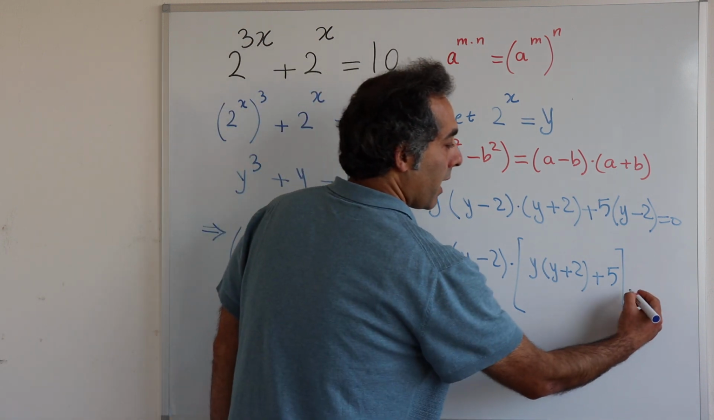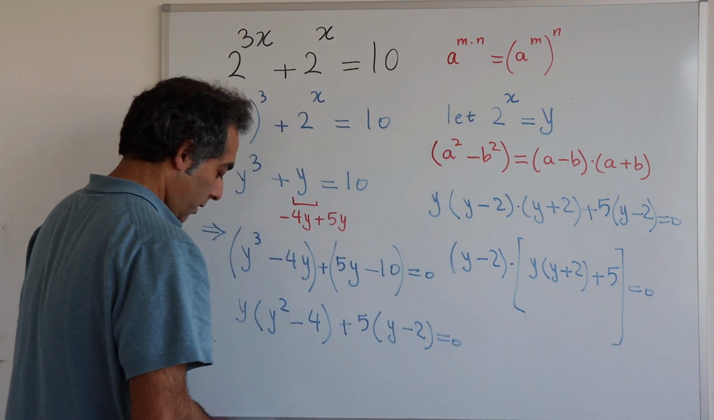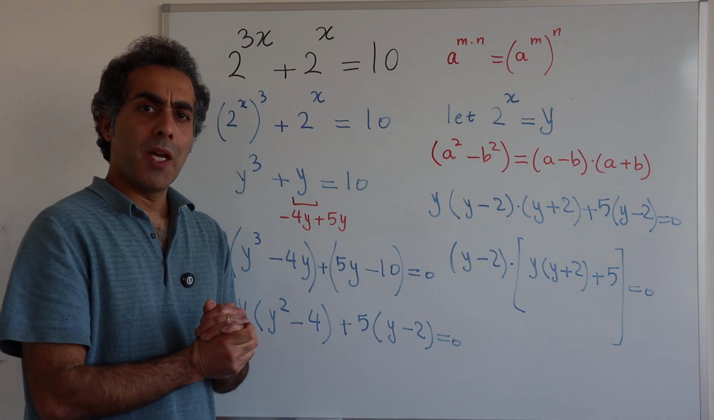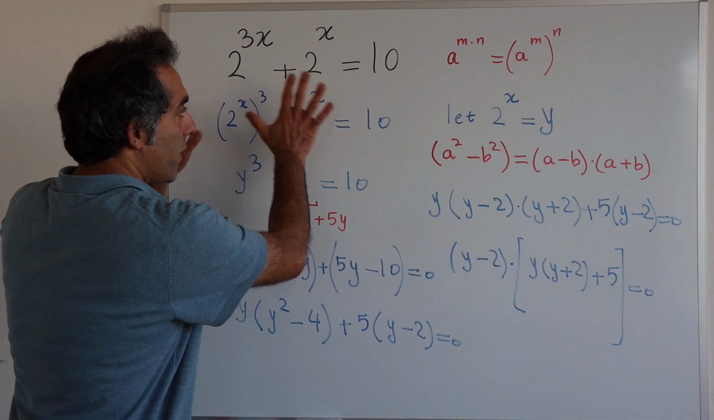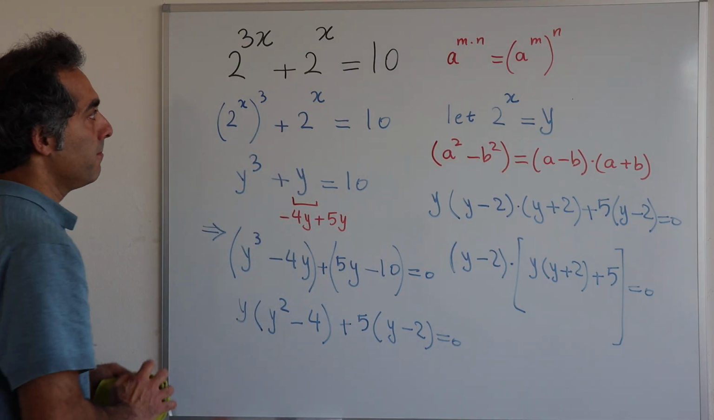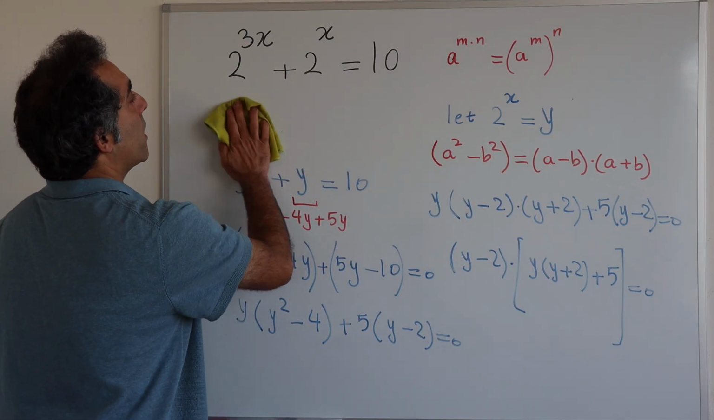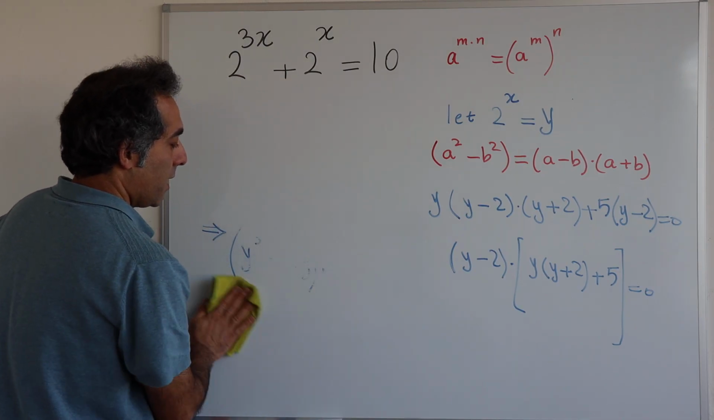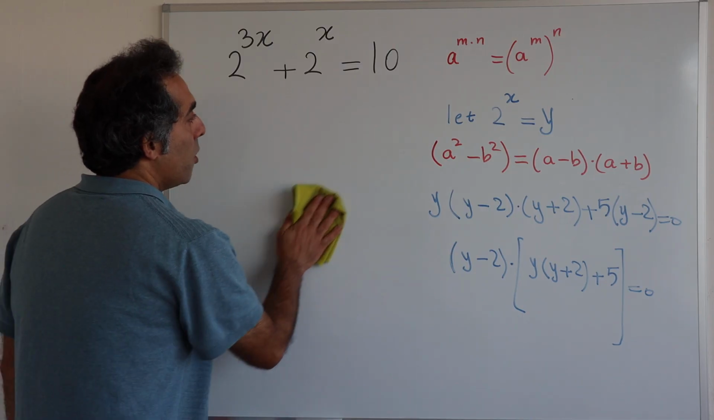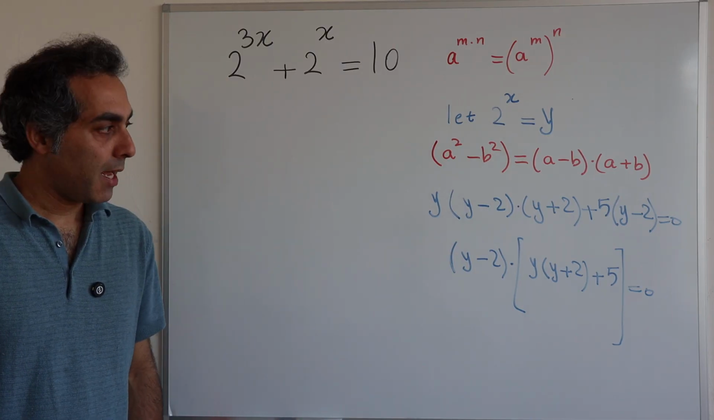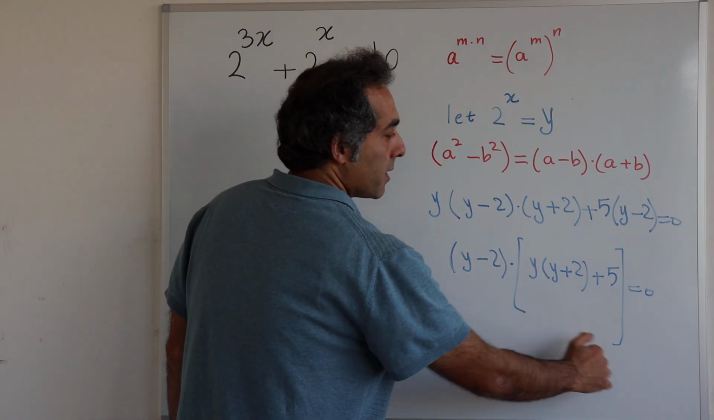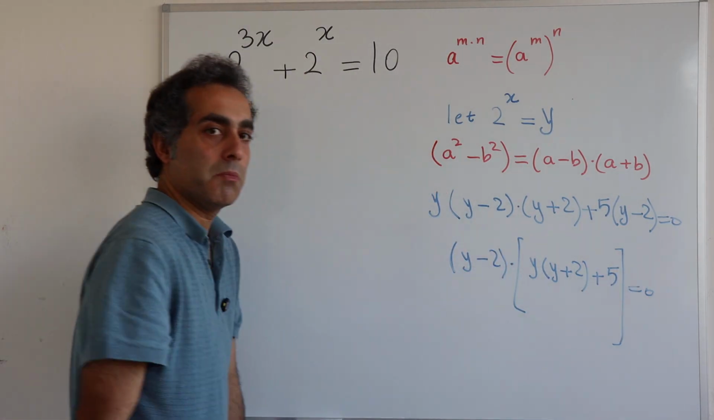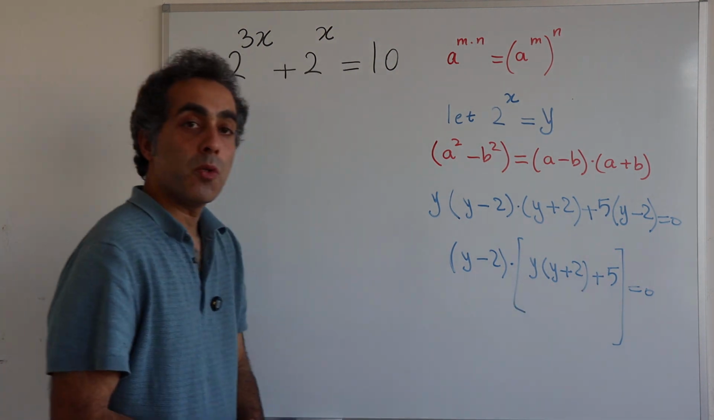Close the bracket and equals 0. Now we can solve this equation very easily. I arrange this part to go further with this equation. Now you have two terms multiplied by each other, and the result is 0. (y - 2) times this bracket equals 0.